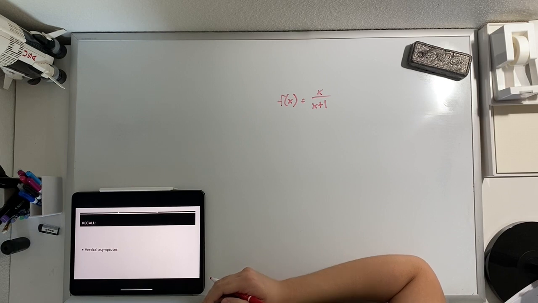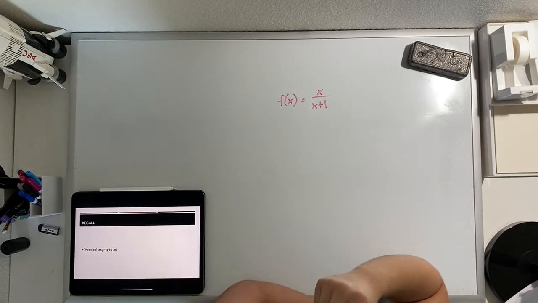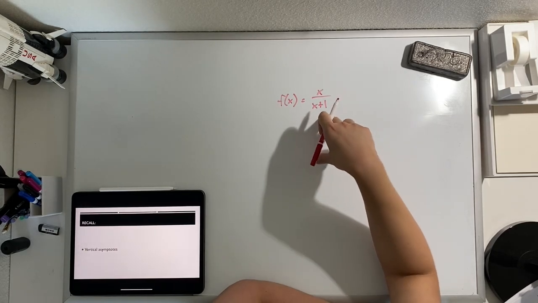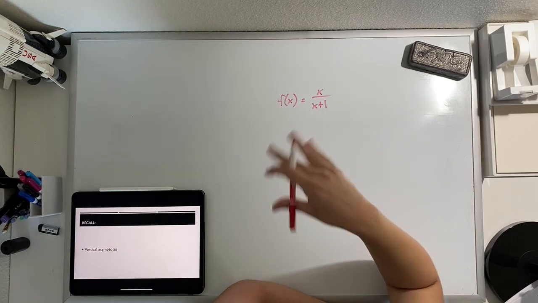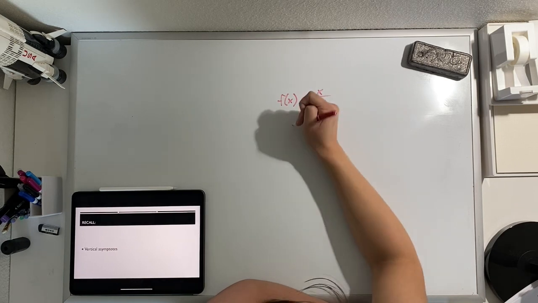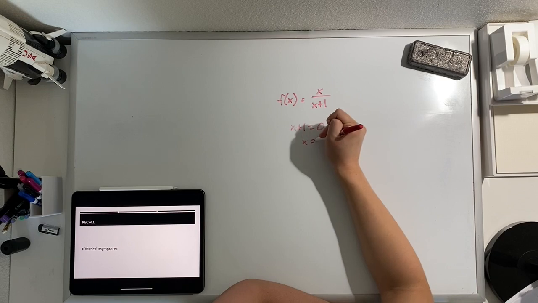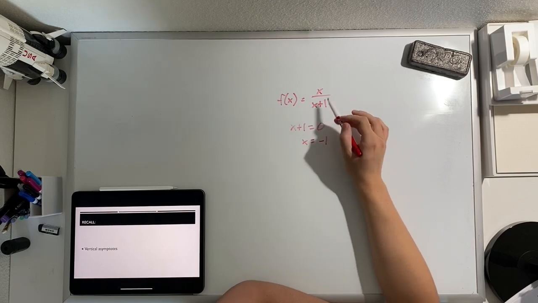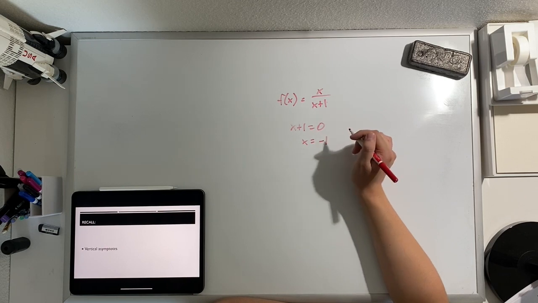Now we can ask about horizontal and slant asymptotes. That depends on whether the function is top heavy, bottom heavy, equal. But vertical asymptotes work a little differently. And hopefully we remember how we find vertical asymptotes. That was just taking our denominator and setting it equal to 0. So in this case, this graph would have a vertical asymptote at x equals -1.